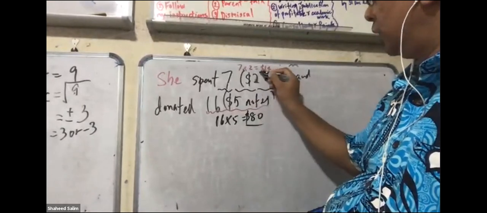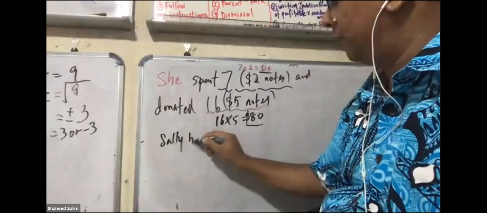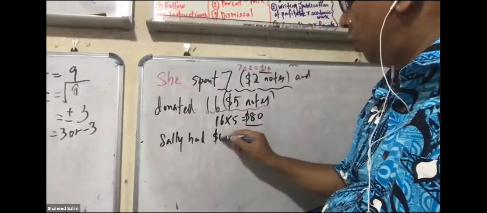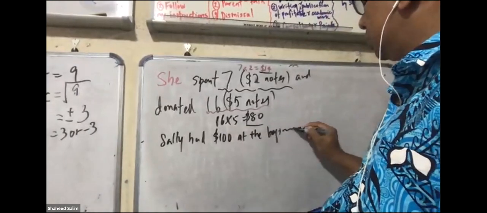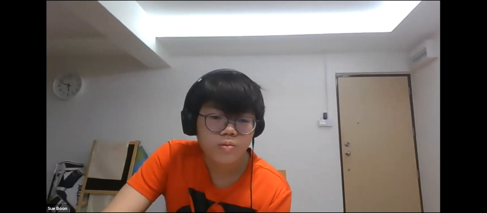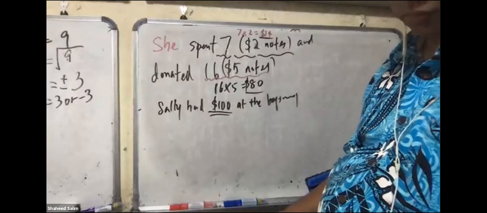She donated $14. Let's say Sally had $100 at the beginning. So they ask you how much money does she have at the end? Sally had $100 in the beginning. How much money did she have at the end? That's the question. So what to do?